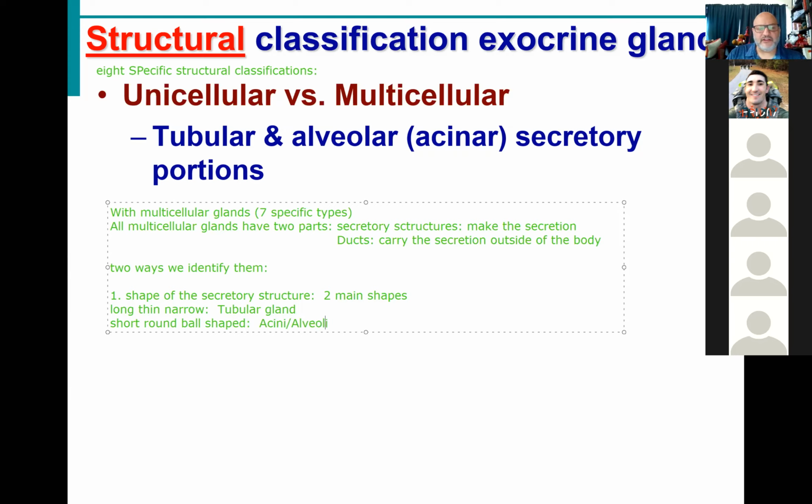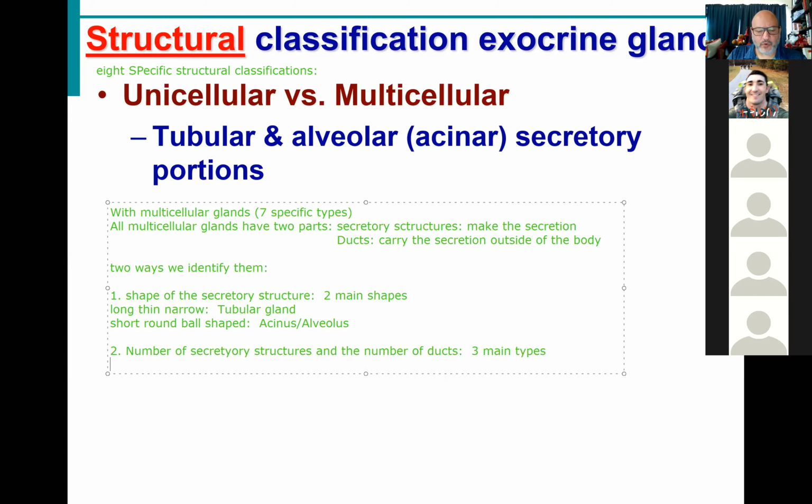So again, those are the plural. So acinus or alveolus, which is the singular for those. So we have tube shape and we have ball shape secretory structures, one of two shapes. And again, the terms acini and alveoli can be used interchangeably. And fun with vocabulary. The second way we identify them is actually by the number of secretory structures and the number of ducts. And there are three main types.